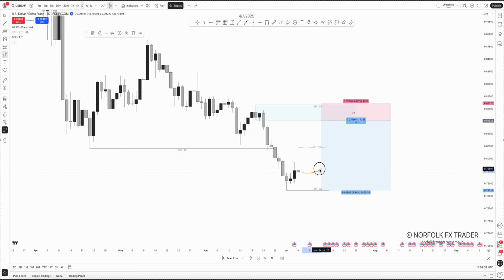That doesn't mean we can't look for potential buys down here to run to the upside. That is something we absolutely can do, but I'm not talking about counter trend trades here. I'm talking about the continuation with the trend.